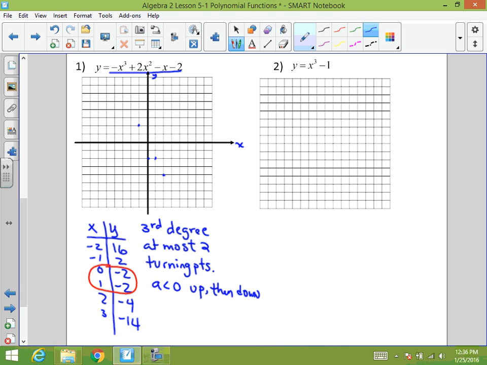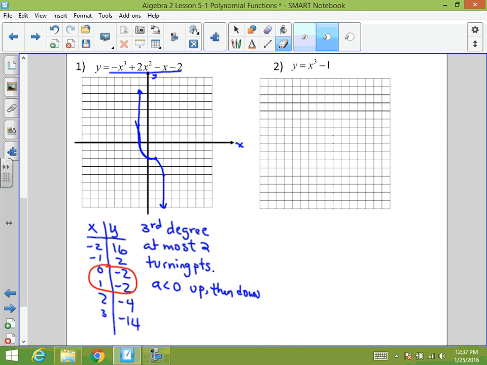So I at least know that my graph looks a little bit like it's doing this. It's not very great. There we go. It's a little bit better. It's a little harder to sketch these. So my graph looks something like that. That gives me an idea of what my graph looks like. Okay. So it has at most 2 turning points.